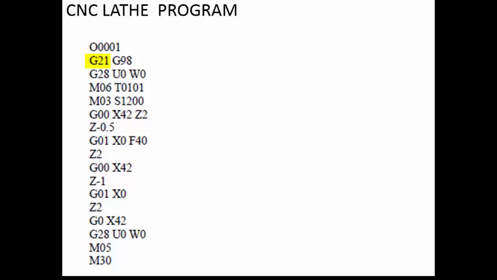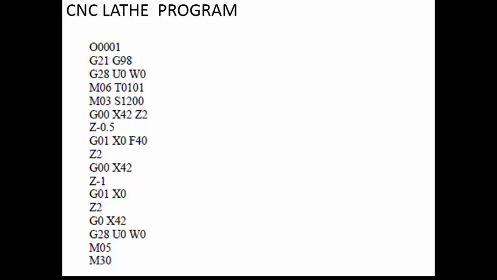Then you have G letters. G means it is a G code. That is what is most commonly called a G code. That is related to the machine tool movement. So it is mainly related to the tool movement or some machining activity. So that is the G code.